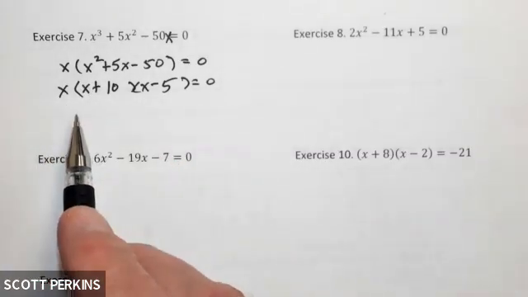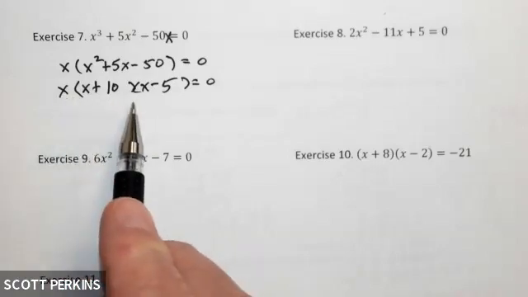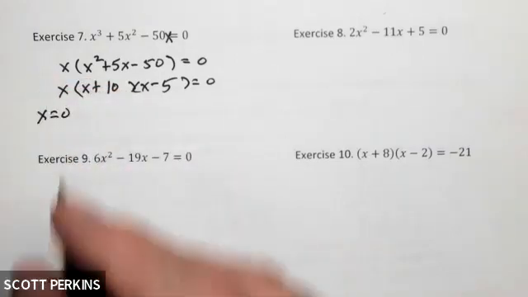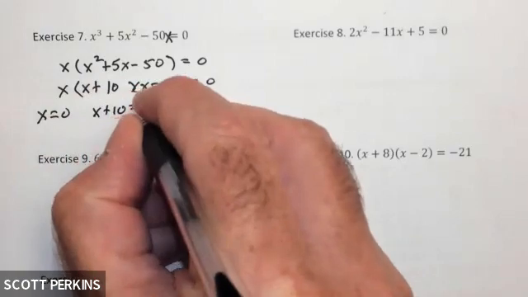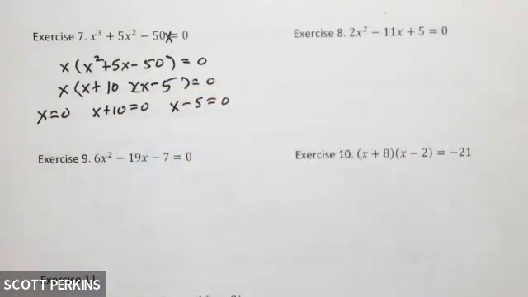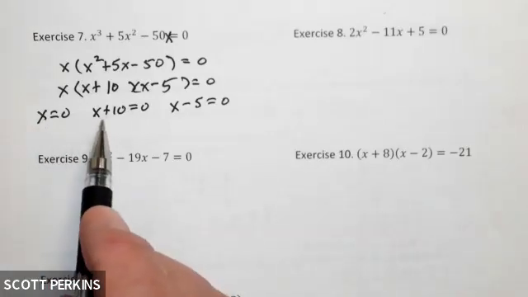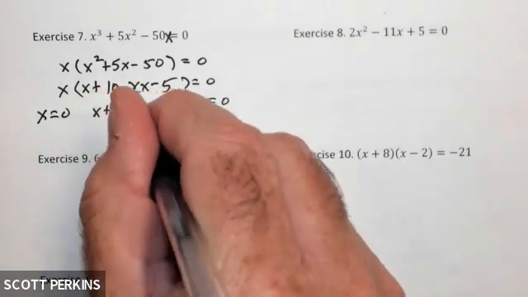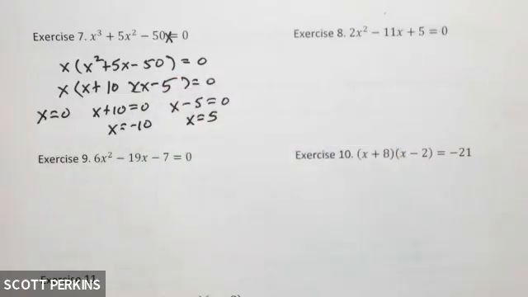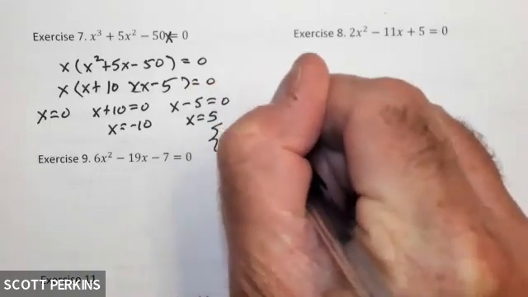The zero product property, or the zero factor property, our book calls it, applies just as equally here. So either x is 0, because that's my first factor, or x plus 10 equals 0, or x minus 5 equals 0. The first one, no more solving required, it's set. The next one, if I subtract 10, I get negative 10. And the third one, if I add 5, I get x is 5. So my solution set this time has 3 elements. That's no problem. Negative 10, 0, and 5.